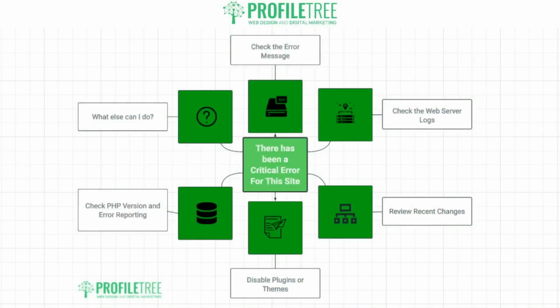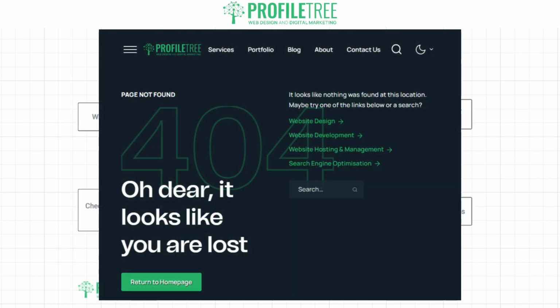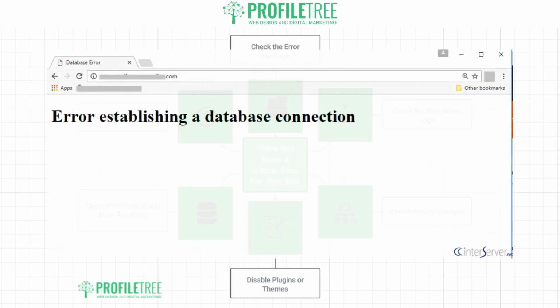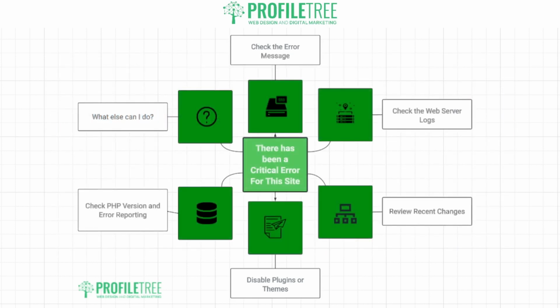Make sure that you examine the specific error message displayed on the website. It may provide insight or valuable information about the nature of the problem. Common error messages include HTTP error codes, PHP error messages, or database related errors. So make sure you double check and see what these error messages are.